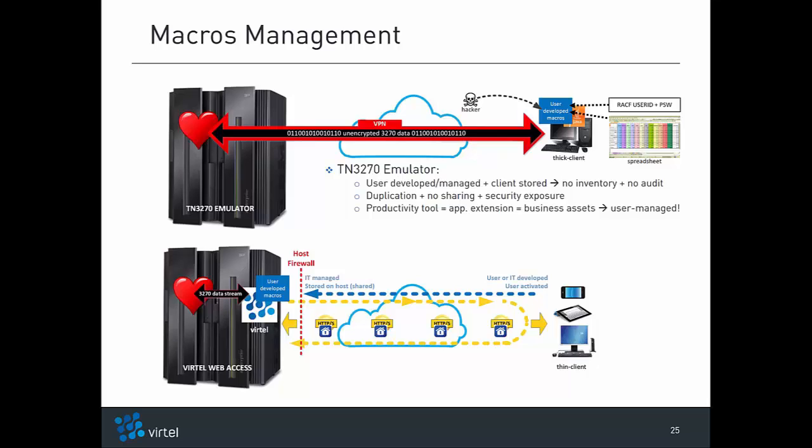For example, we've seen logon macros that contain unencrypted RACF user ID and passwords, and we have also seen macros that feed from an Excel spreadsheet to activate thousands of transactions at once. Such macros are very dangerous to the host assets. All it takes is one compromised client device to wreak havoc on the host assets. With those distributed macros, the host has lost control of the access to its own assets.